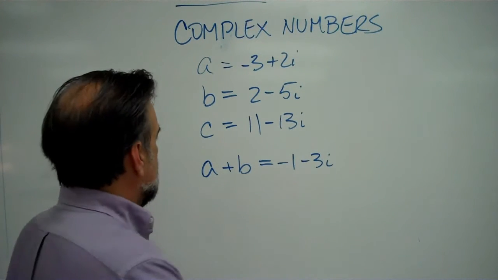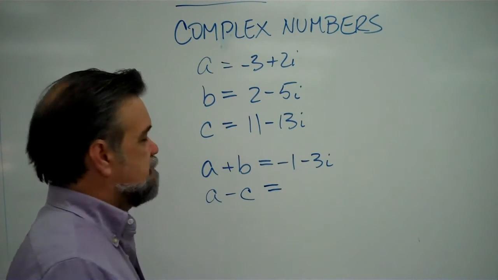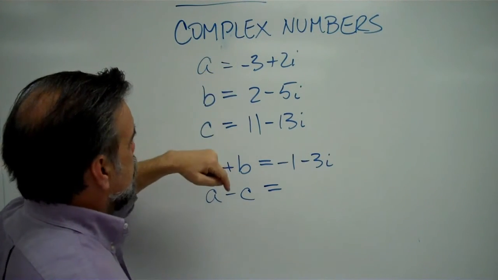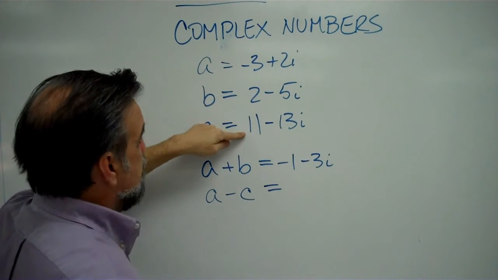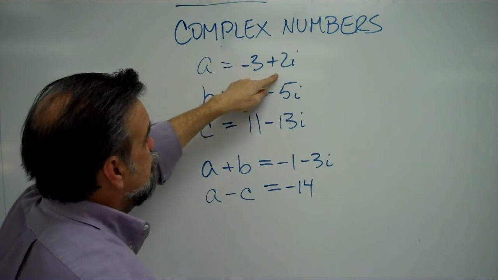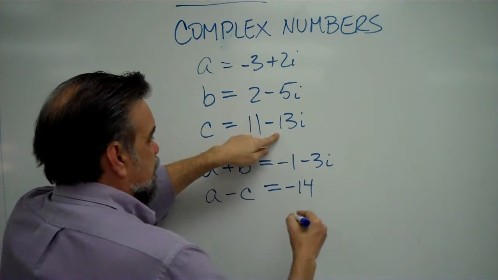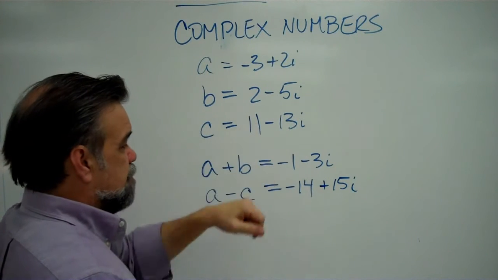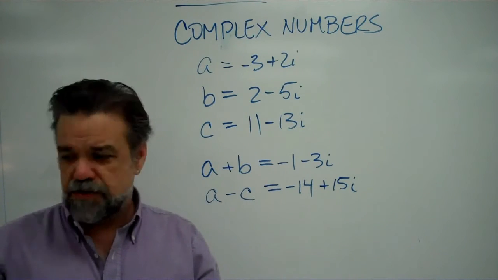Now let's try A minus C and see what we get there. Well, basically we do it the exact same way. Here's A, here's C. Negative 3 minus 11 is going to get us negative 14. And 2 minus negative 13 is like saying 2 plus 13, that's 15i. So there's our answer. A minus C is going to be negative 14 plus 15i. It's all very straightforward, isn't it?